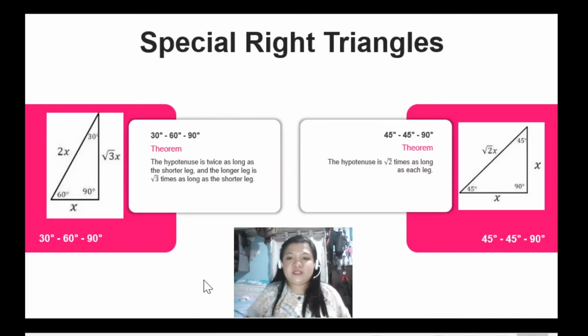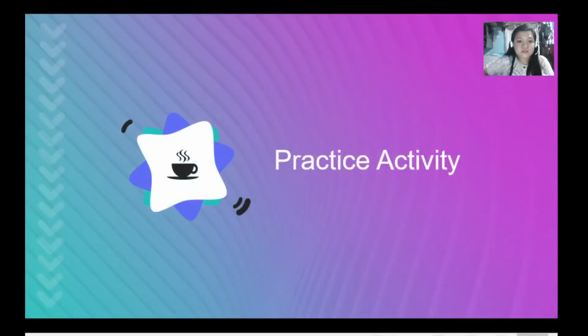From the proof using GeoGebra and the Pythagorean theorem, we can now say that the hypotenuse is twice as long as the shorter leg, and the longer leg is square root of 3 times as long as the shorter leg. That's it for our lesson video for today. On our next video, we will be solving this practice activity.